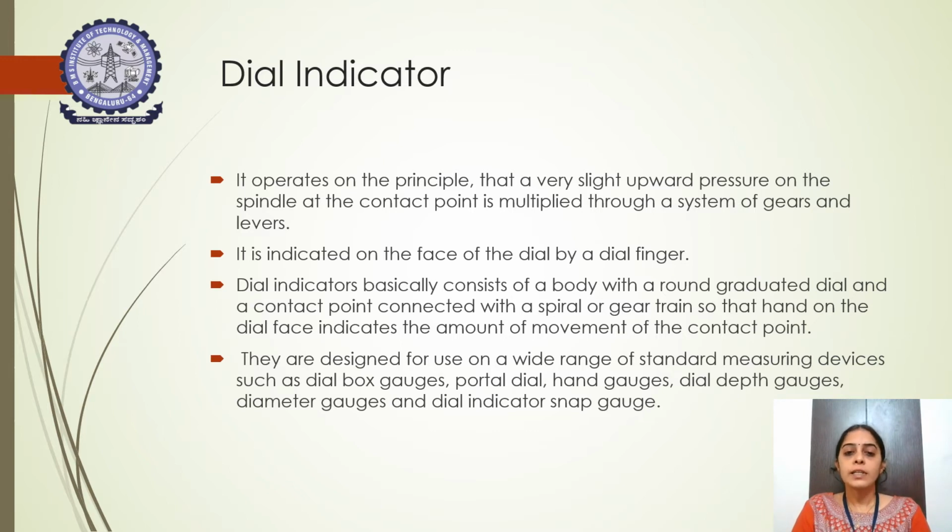This dial indicator basically consists of a body with a round graduated dial and a contact pin connected with a spiral gear train to the hand that the dial face indicates.